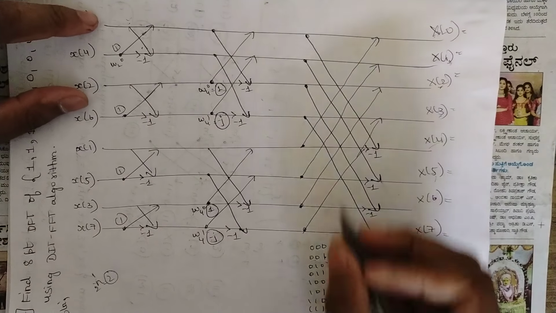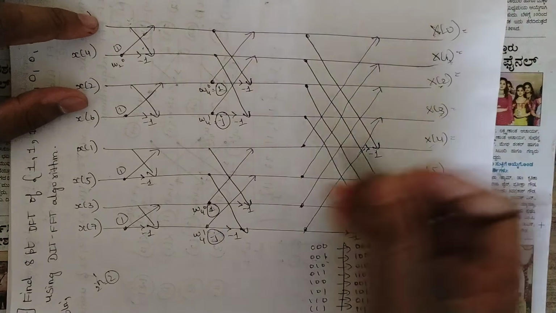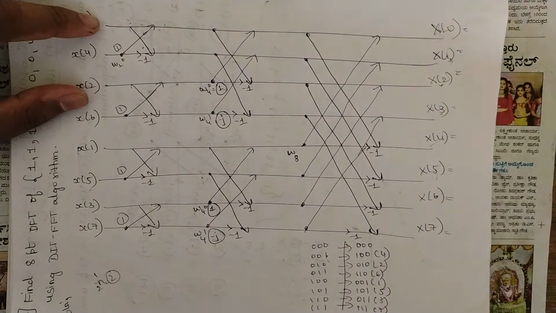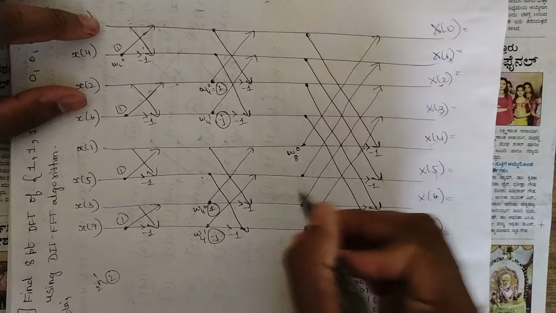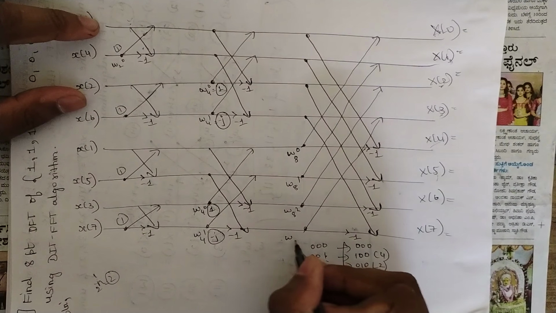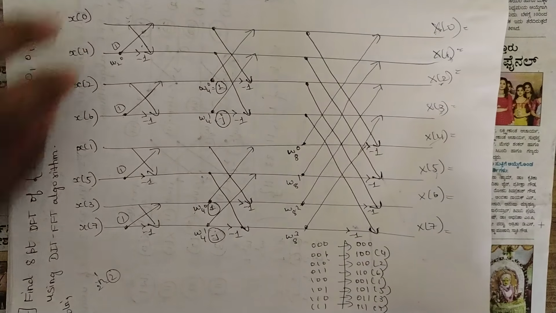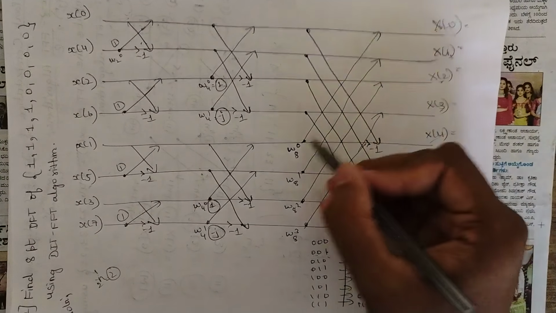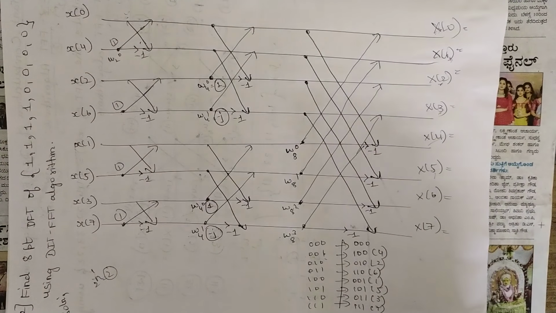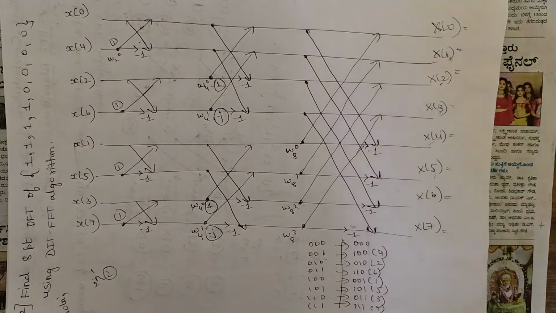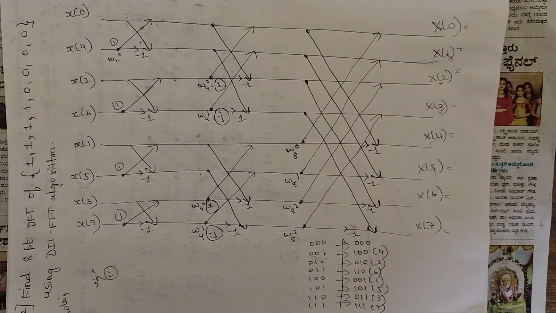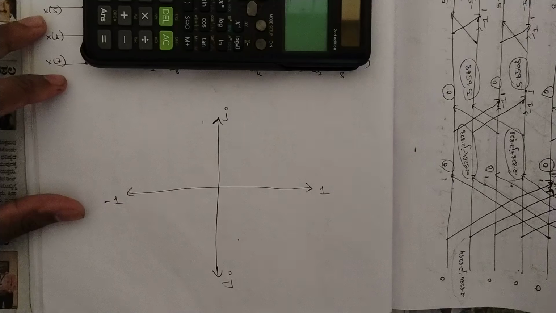Okay, and here the inputs where the upward arrow meets, that is w8, because now we have 8 point, right? 8 point DFT, w8 power 0, w8 power 1, w8 power 2, w8 power 3. Okay, so now for these we have a certain set of values. So what are those set of values that I am going to explain now. So what are the values of w8 power 0, 1, 2, 3? Okay, so let's explain that first.